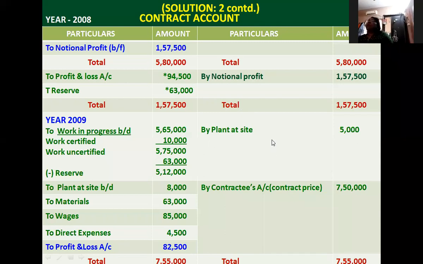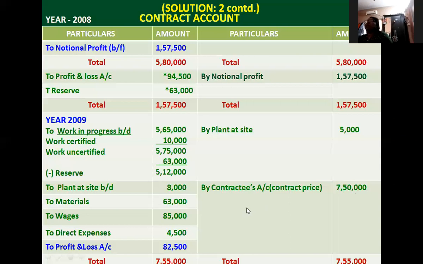So the closing value of the plant is given in the problem itself. That was 5,000. Then I show the work in progress of the previous year and deduct the reserve, and bring out the opening value of the plant from the last year and debit the expenses. And finally, the contract is going to complete.